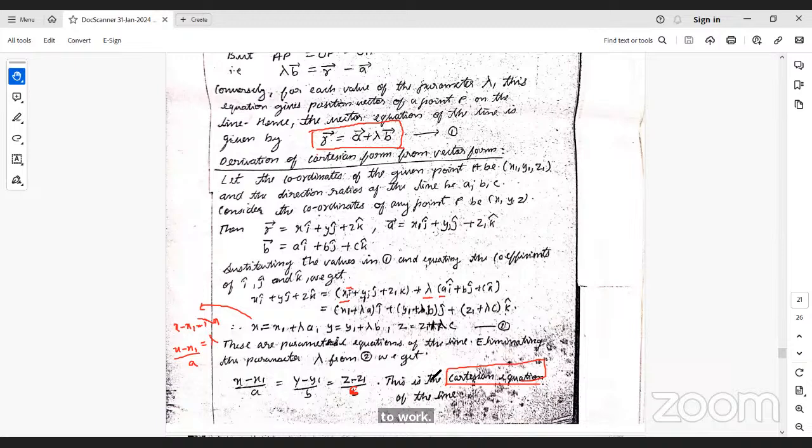And then we can discuss the theorems on planes in the next class, okay.